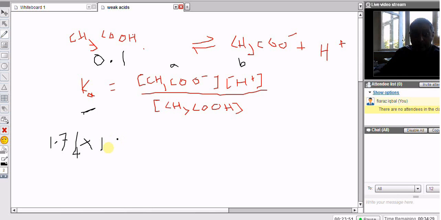10 to the minus 5. Yeah, too much software running. Maybe I need a bigger computer. Okay. Now what I can say is, as much as A and B are equal, they're also really, really small. It's a weak acid, so A and B, hydrogen ions and ethanoic ions, are going to be really, really small, but they're going to be equal.